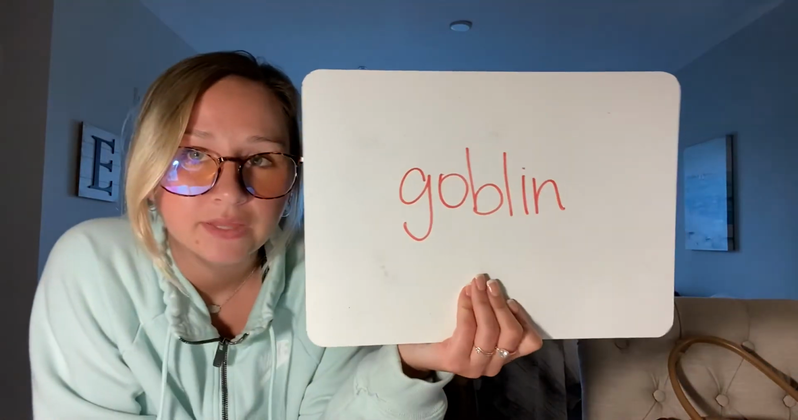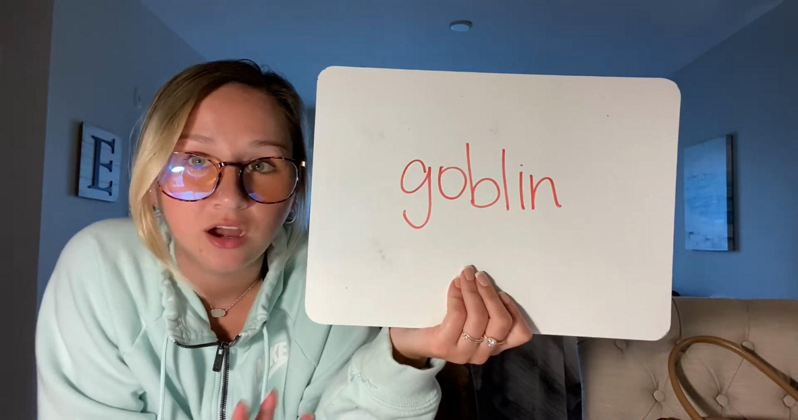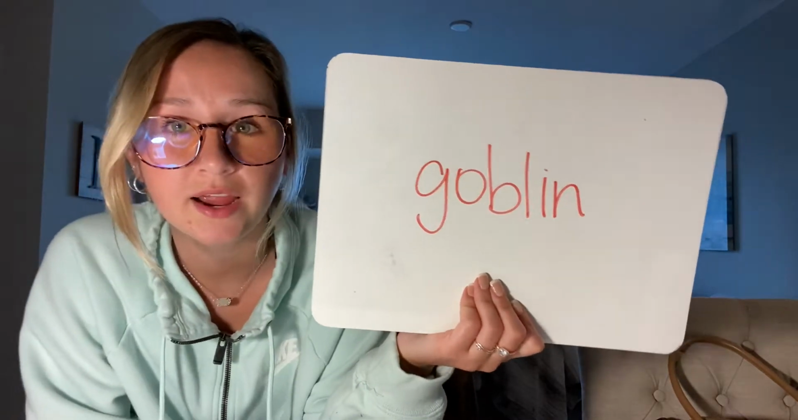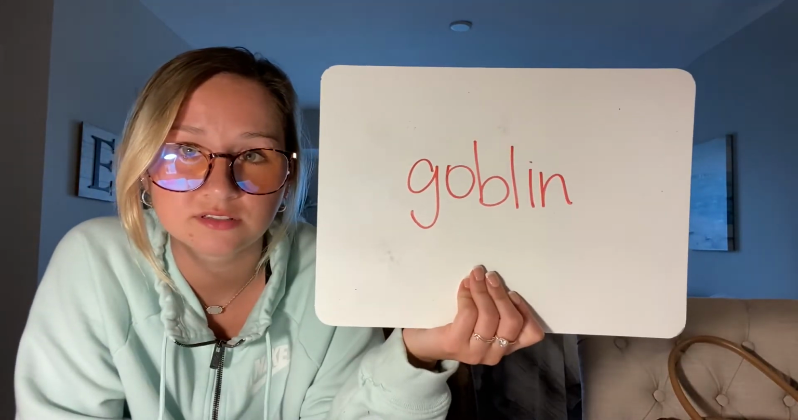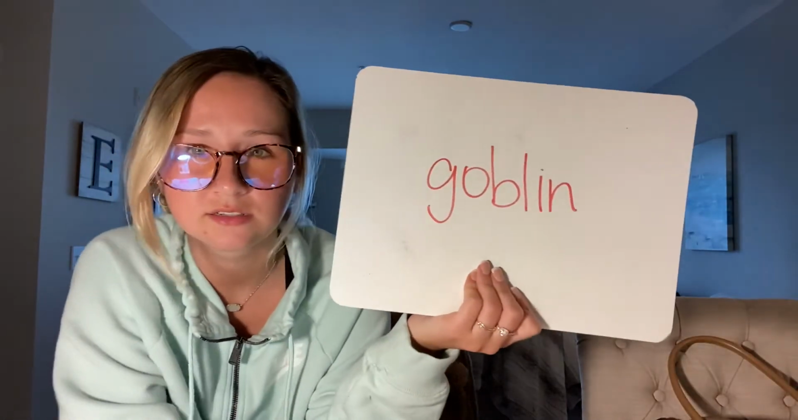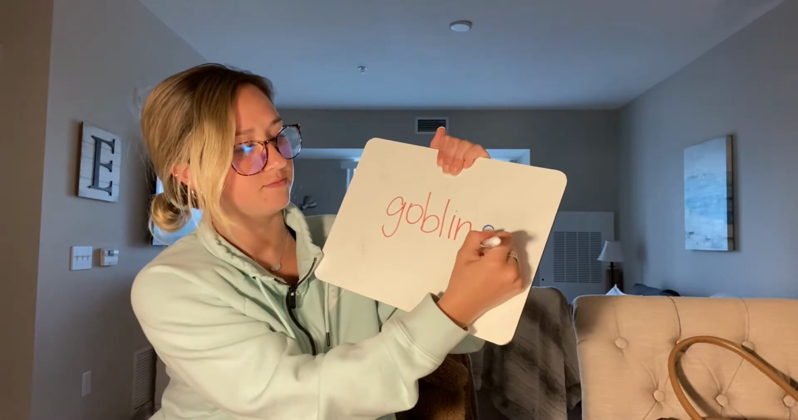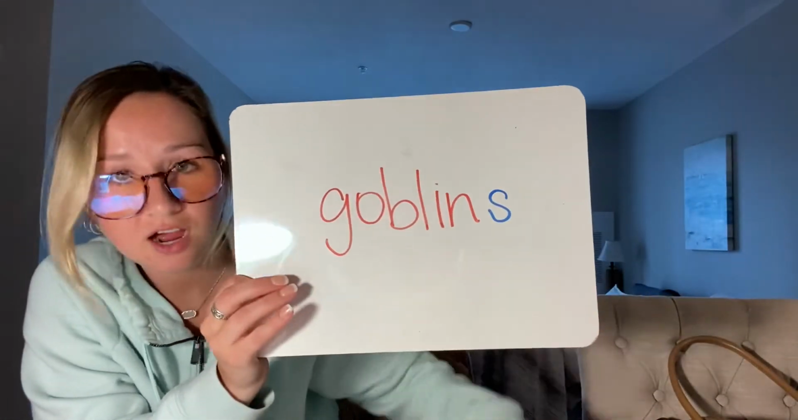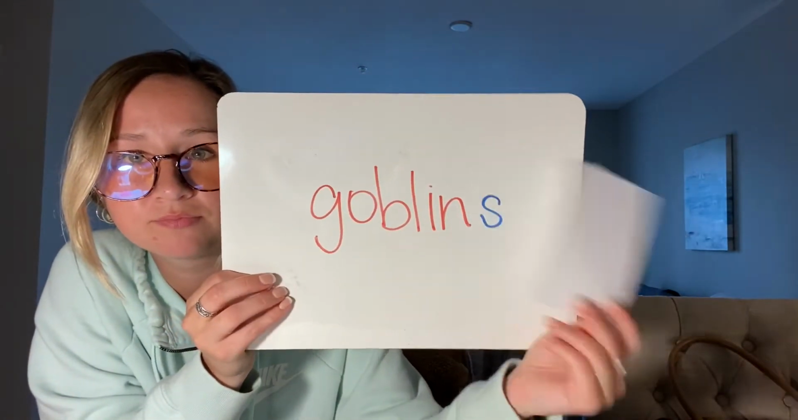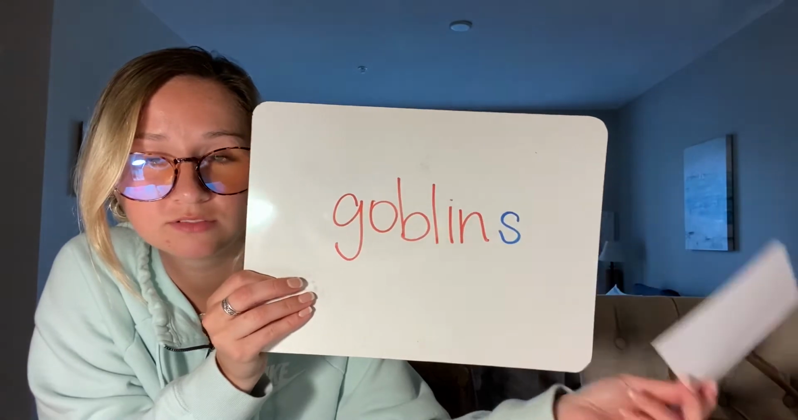So now I'm going to write some base words, and you have to decide if you give it an S suffix or an ES suffix. This word is goblin, like a scary goblin. If I wanted to add a suffix, would I add the ES suffix or the S suffix? ES or S? What would you say? You would add just the S, goblin to goblins. One goblin, two goblins.